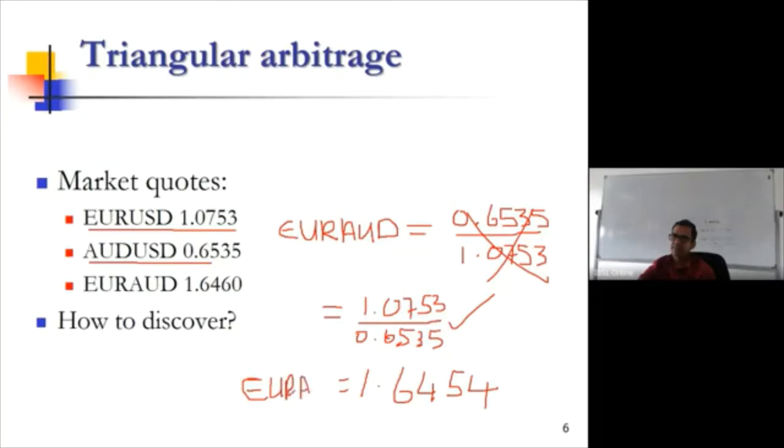isn't it? Yes, 1 euro equals 1.0753 dollars and 1 Aussie dollar equals 0.6535 dollars. Then 1 euro should equal 1.6454 Australian dollars. But the market is quoted something else. Which one is cheap? If you want to do a trade in Euro AUD, if you want to buy Euro against AUD, which one is cheap?